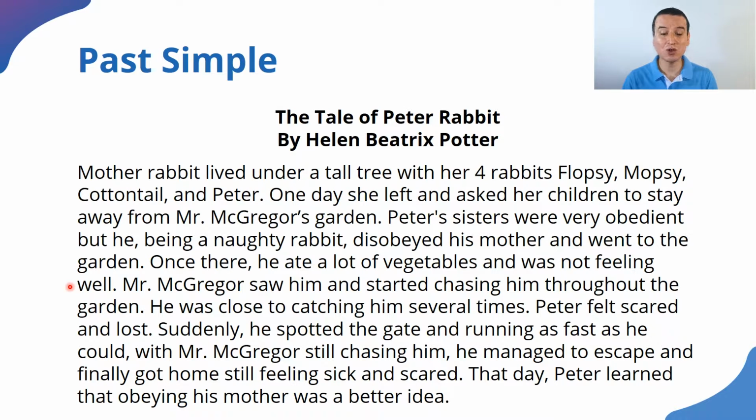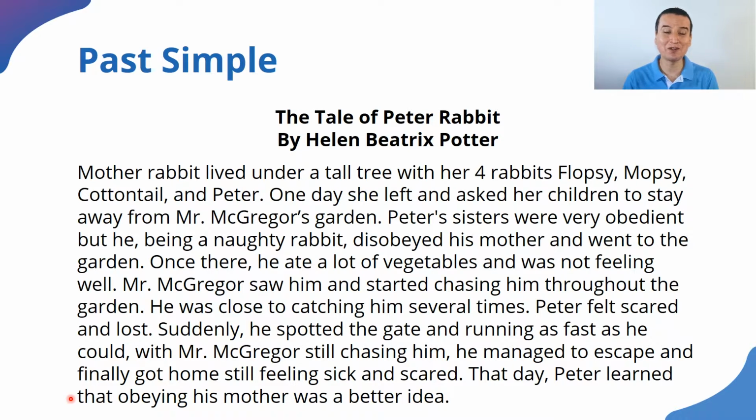Mr. McGregor saw him and started chasing him throughout the garden. He was close to catching him several times. Peter felt scared and lost. Suddenly, he spotted the gate and, running as fast as he could, with Mr. McGregor still chasing him, he managed to escape and finally got home, still feeling sick and scared. That day, Peter learned that obeying his mother was a better idea.